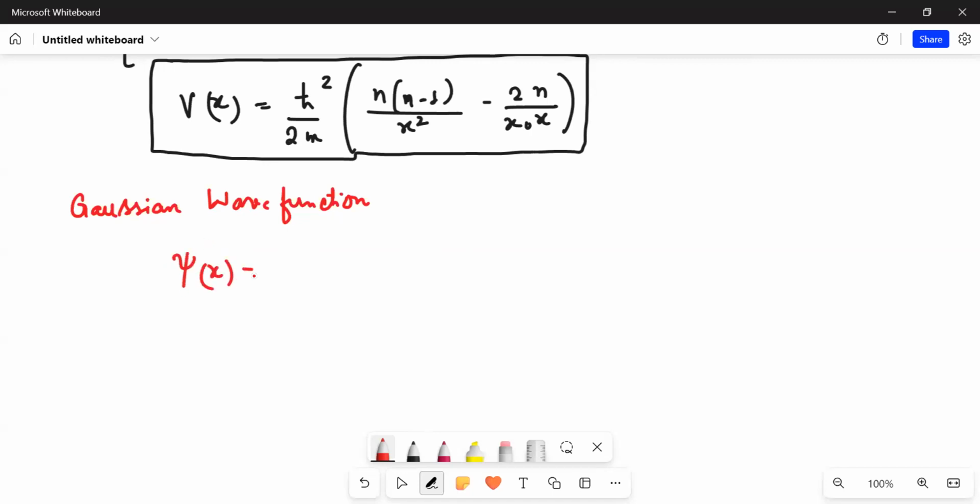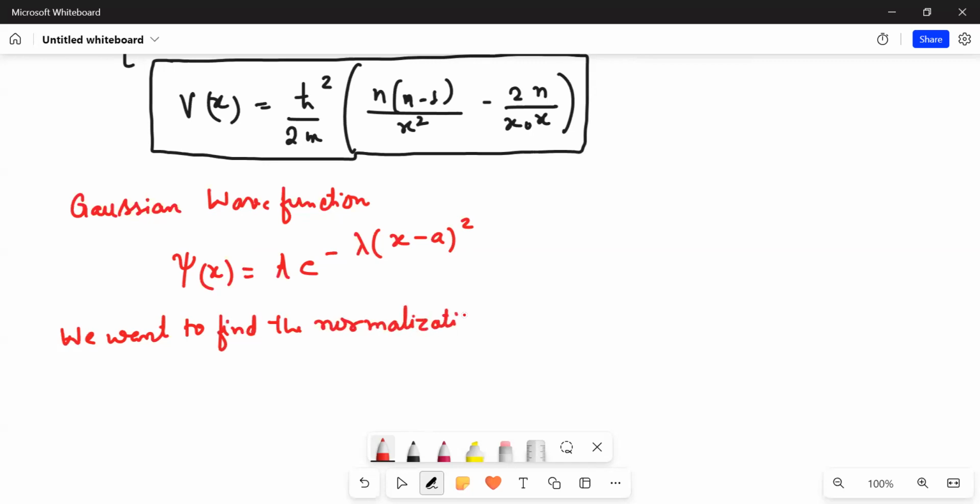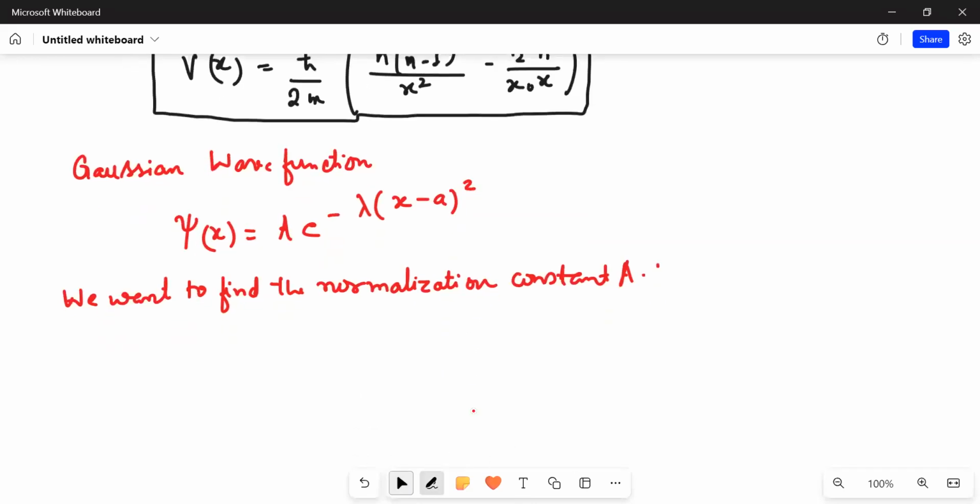write in this fashion: psi x is equal to some constant A, e raised to power minus lambda x minus a whole square. We want to normalize it, so we want to find the normalization constant A. Okay, try to find the normalization constant A. It's easy.